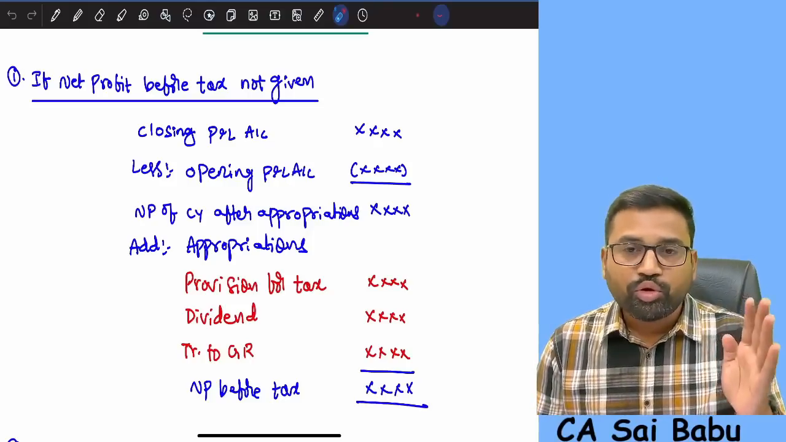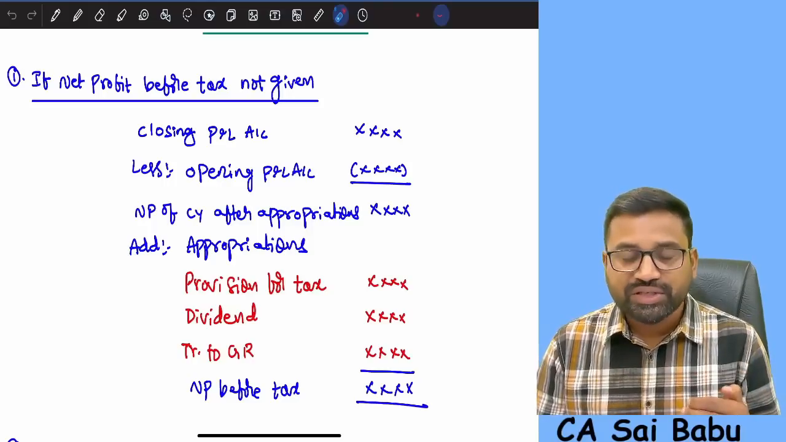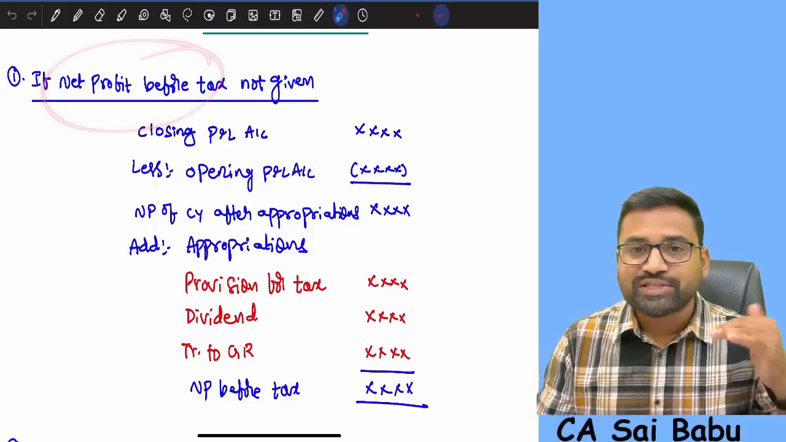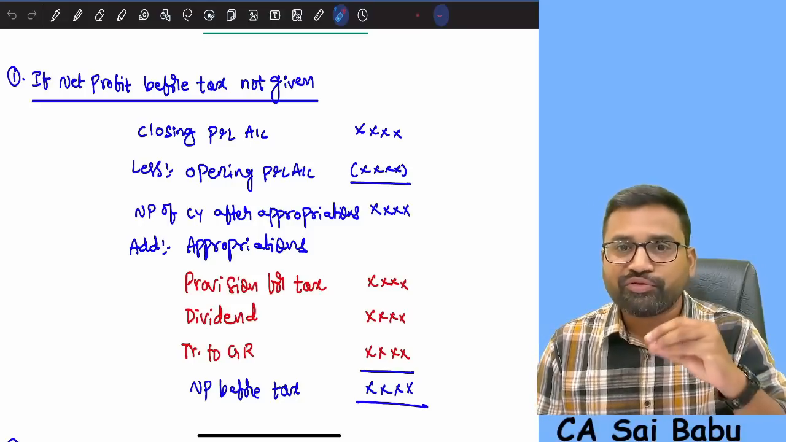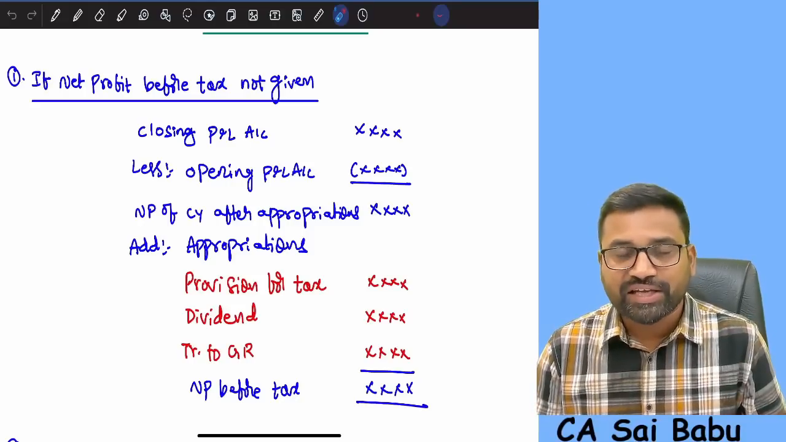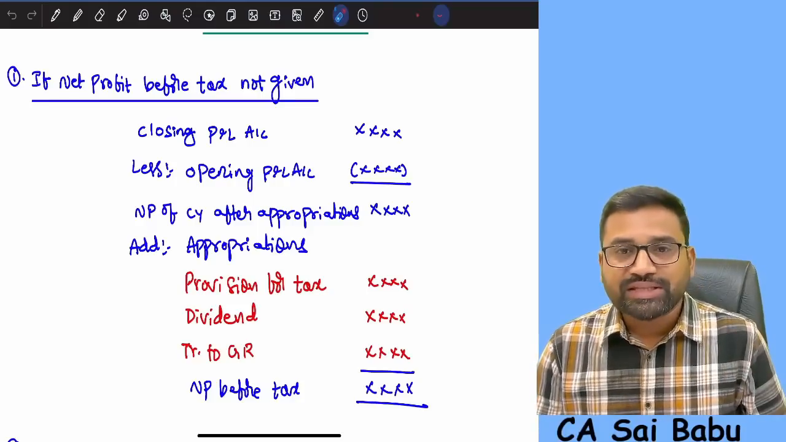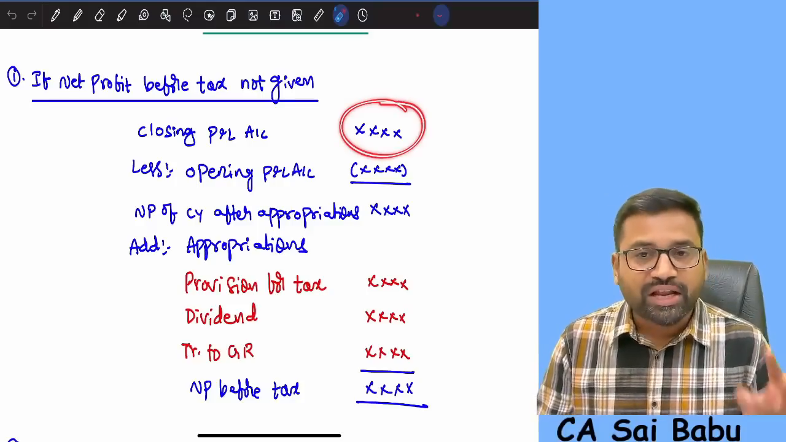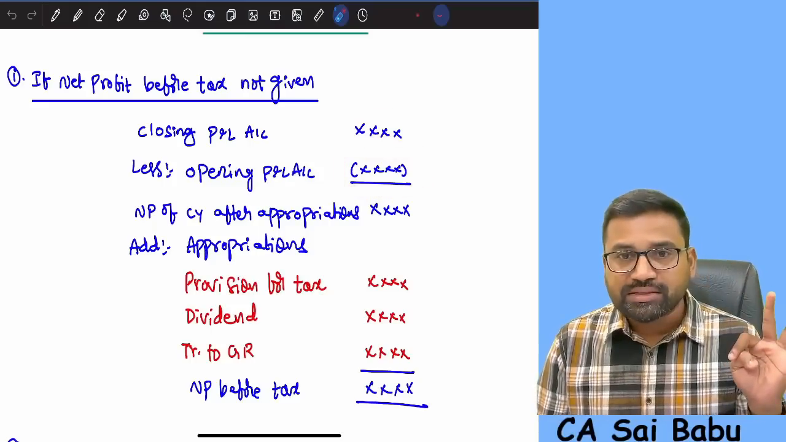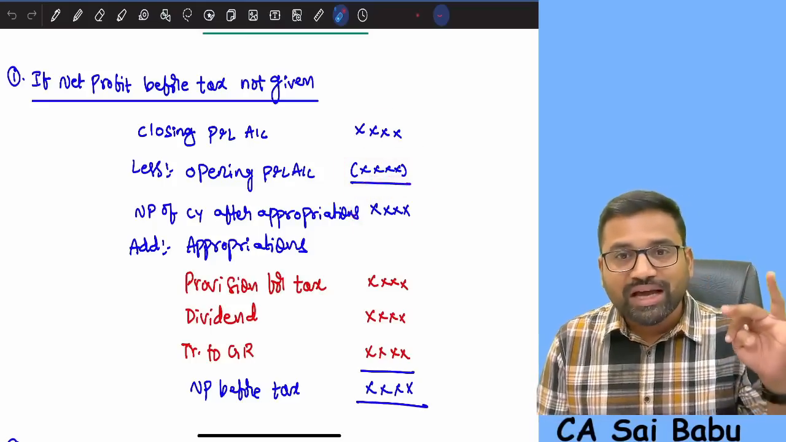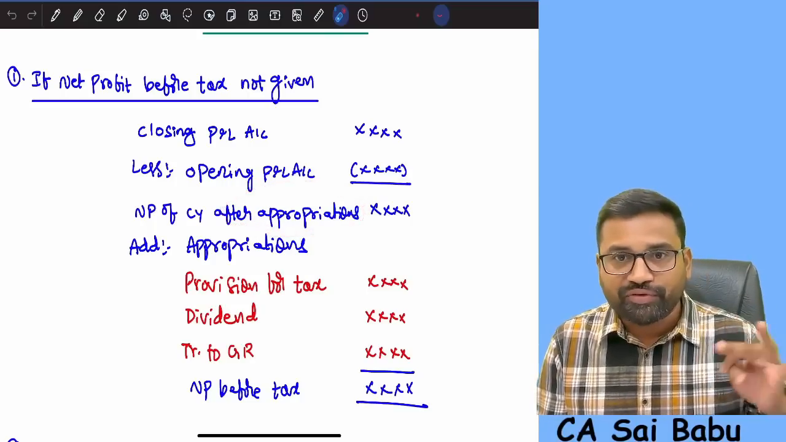They will give you opening balance sheet figures, closing balance sheet figures, and some additional information, but net profit before tax is not available. Then we need to first arrive at this net profit before tax to arrive at cash flow from operating activities. Right? Now, how to arrive at net profit in this case? First, take the closing P&L account balance, then reduce the opening P&L balance. The difference is nothing but current year net profit after appropriations from current year net profit.